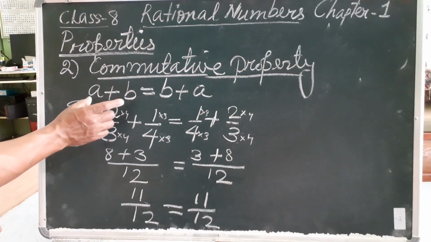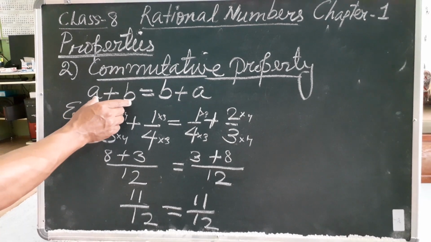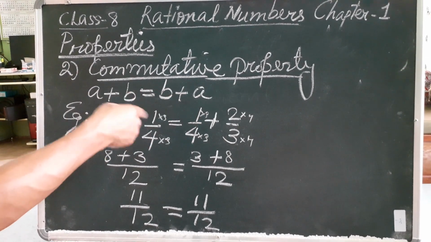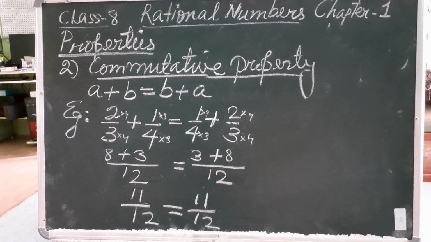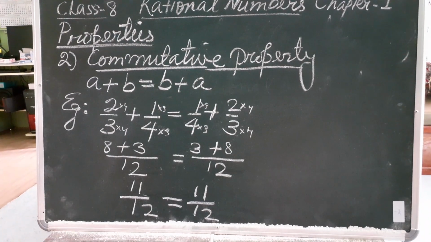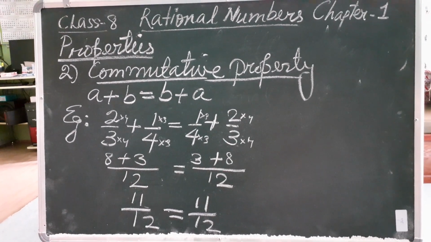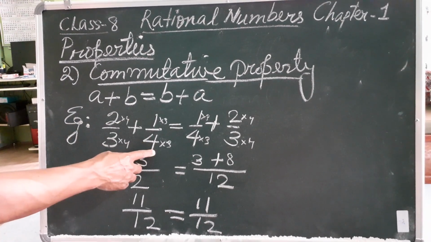This means that if you change the order of addition, here a plus b is changed to b plus a. We are changing the order of addition. If you change the order of rational numbers while adding, the sum remains the same. For example, 2 by 3 plus 1 by 4.